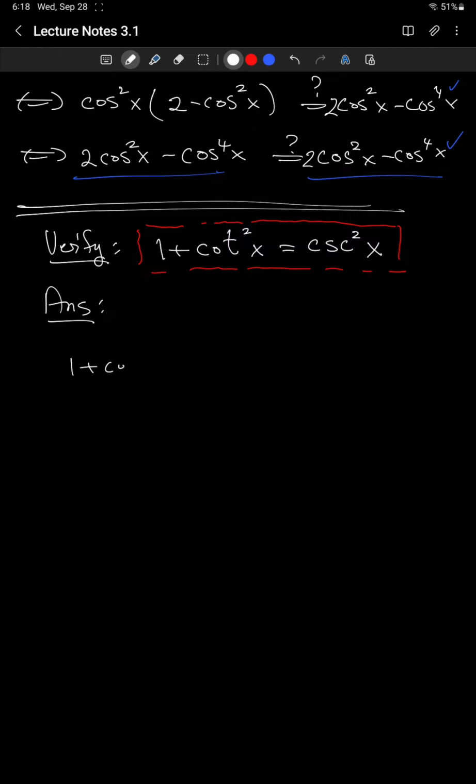This is 1 plus cotangent squared x. Is it equal to cosecant squared x, right? So let's transform this into a problem that's easier. Cotangent, I generally don't like to work with cotangent, so I'm going to write it as 1 over tangent, and 1 over tangent is cosine over sine.